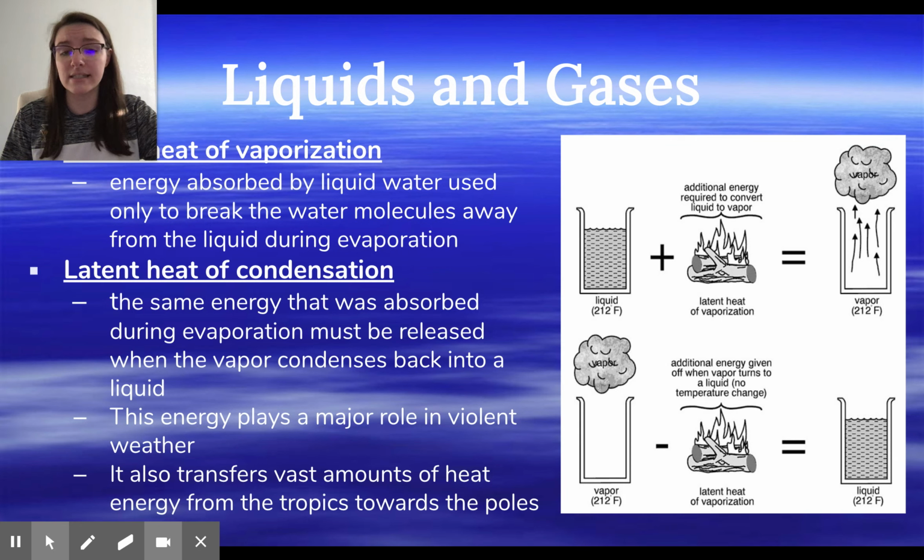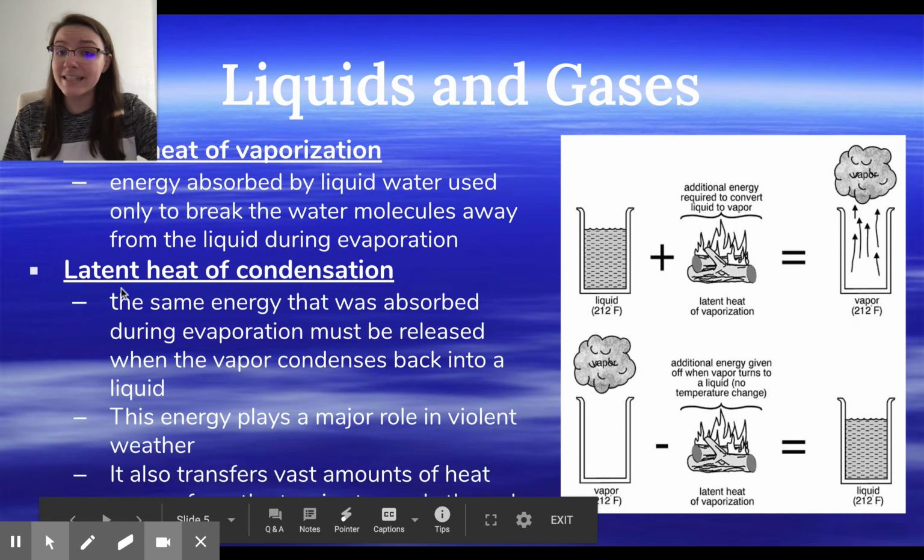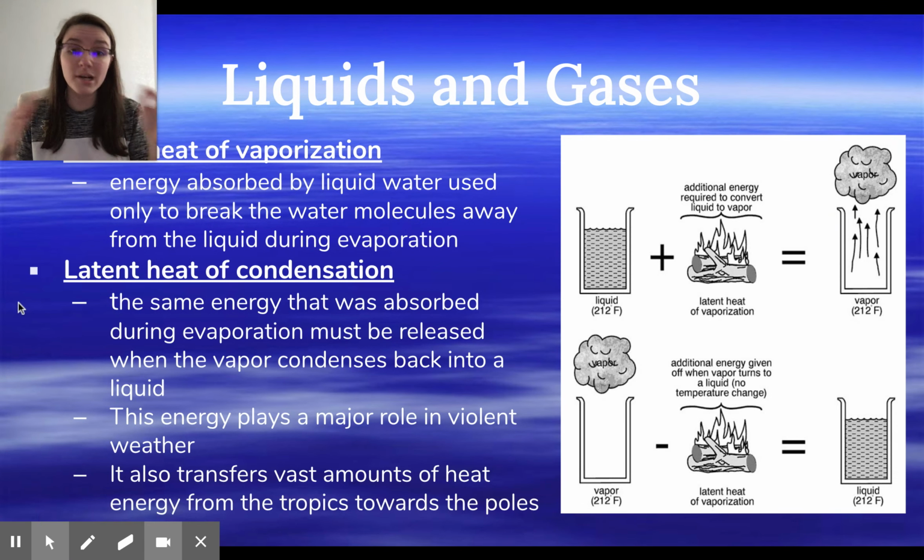Then the latent heat of condensation is going the other way, going from gas to liquid. That same energy that you absorbed during evaporation, you now release back into the air when you condense. Latent heat of condensation is incredibly important for major violent weather. It has a huge role to play, and it transfers a lot of heat energy from the tropics, from the equator area, towards the poles. So the latent heat of condensation is an important one to be familiar with.